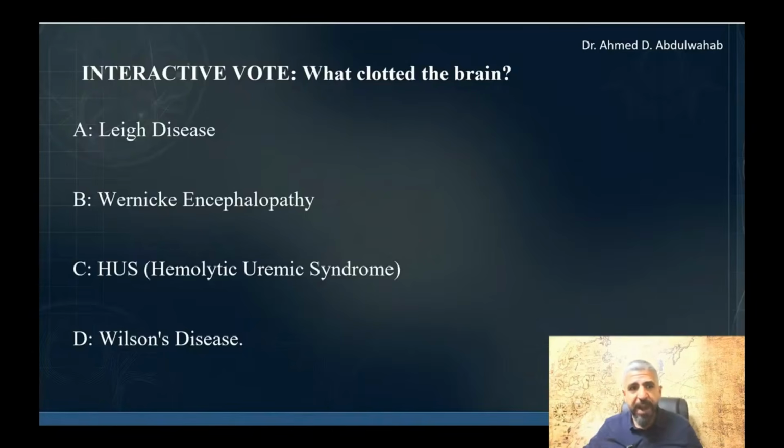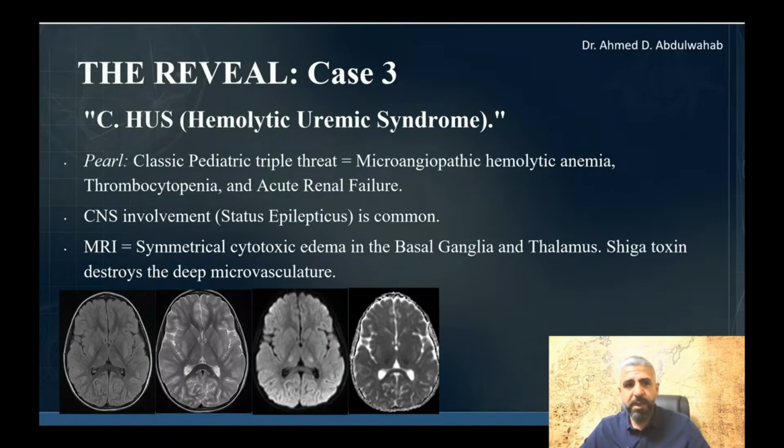What clotted the brain? Is it A, Leigh disease, B, Wernicke's encephalopathy, C, hemolytic uremic syndrome, or D, Wilson disease? This is a critical triple threat. What is the diagnosis? And the reveal is, of course, case 3 is hemolytic uremic syndrome.